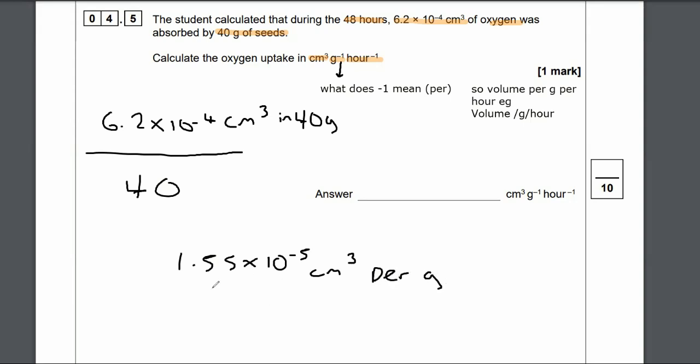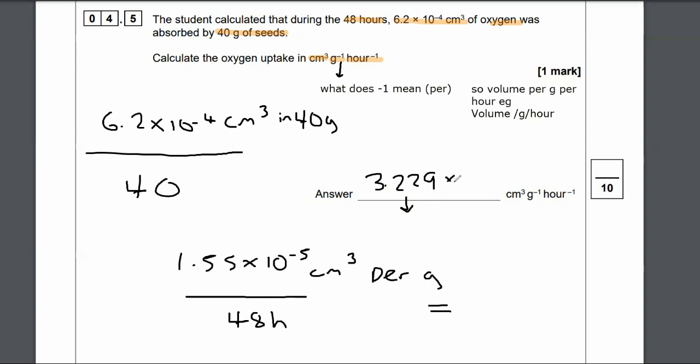So the units gave us the answer here. Take the volume, the centimeter cube, divide it by the grams, divide it by the hours. It was given in the answer. So divide by 48. And you get your final answer, which we can round to a suitable figure, which is 3.229.